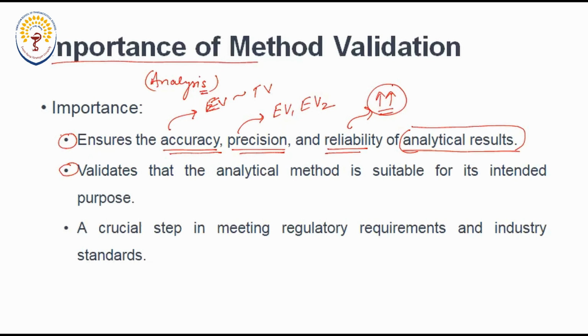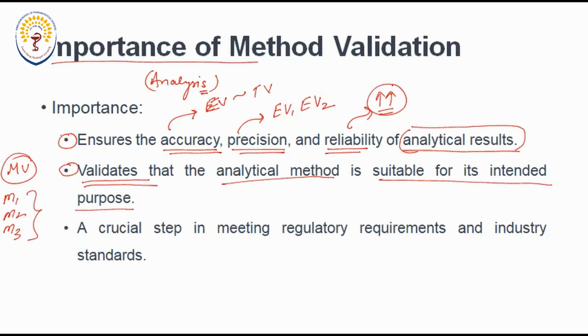The second point of importance is that method validation ensures, it tells us, that the particular analytical method which we are using is suitable for the intended purpose. Let me tell you one thing. There can be more than one method: method 1, method 2, method 3. There can be more than one method for a particular kind of analysis. But the best method is selected by the method validation process.